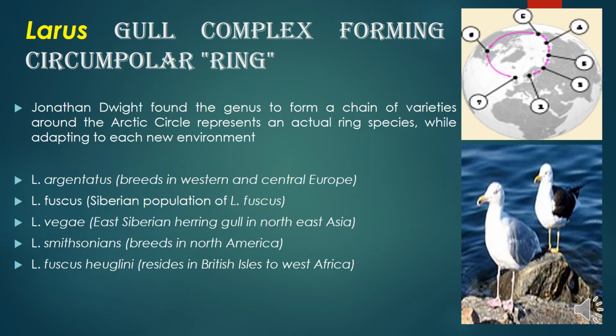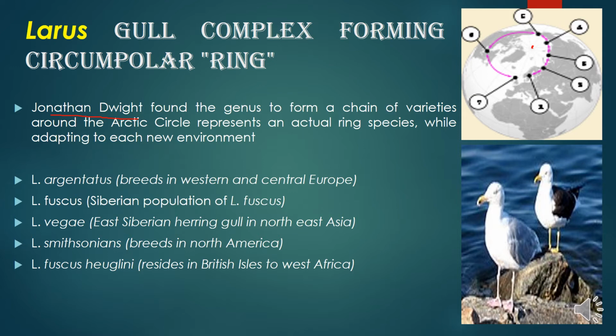The Larus species of gull is found in the north polar region around the Arctic Circle. So this one is the North Pole, and around the Arctic Circle, this Larus species of gull forms a ring complex, which has been observed by Jonathan Dwight. Now, each of these closely connected series of populations of Larus shares the common climatic condition of a very cold climate, and these species are omnivores.